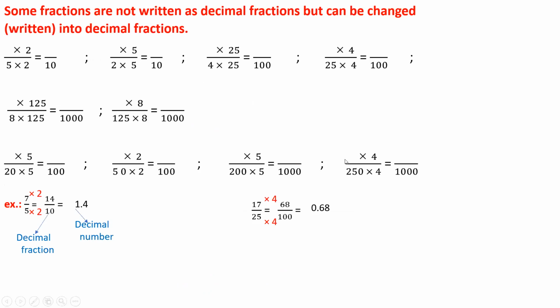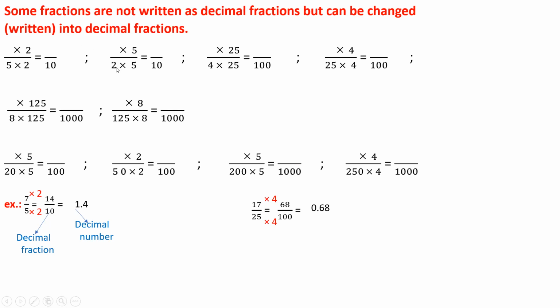Some fractions are not written as decimal fractions, but can be changed, or we can write them as decimal fractions. Any fraction having denominator 5, for example 7 over 5. Since the denominator is 5, we can change 5 into 10. How? We multiply 5 by 2, so we also multiply the numerator by 2. Whatever we do for the denominator, we should do for the numerator. So 5 times 2 is 10, and 7 times 2 is 14. So 14 over 10 is a decimal fraction.